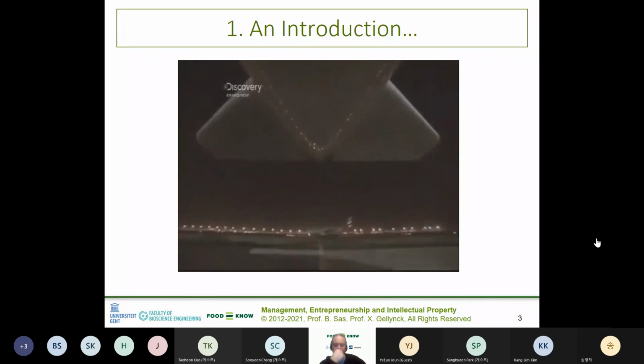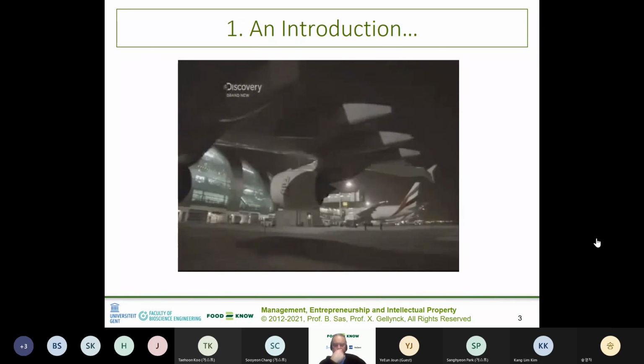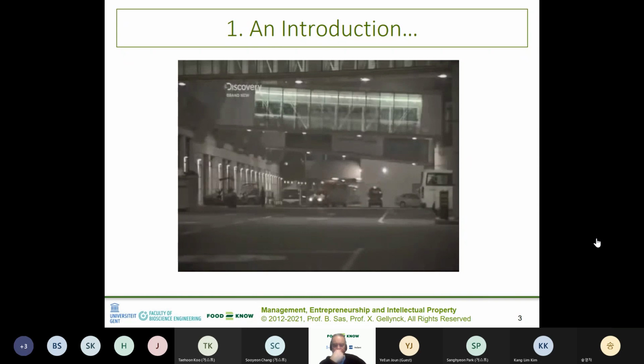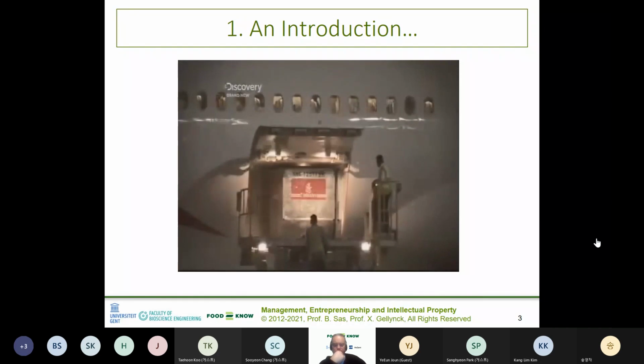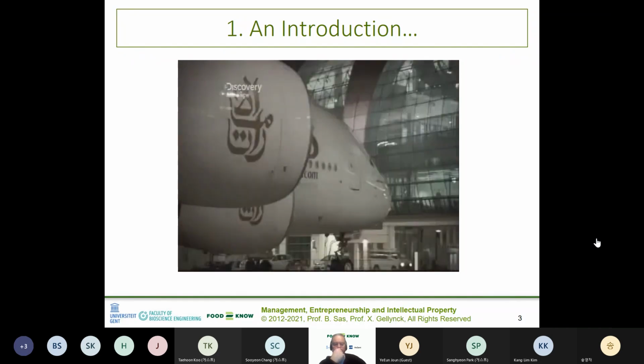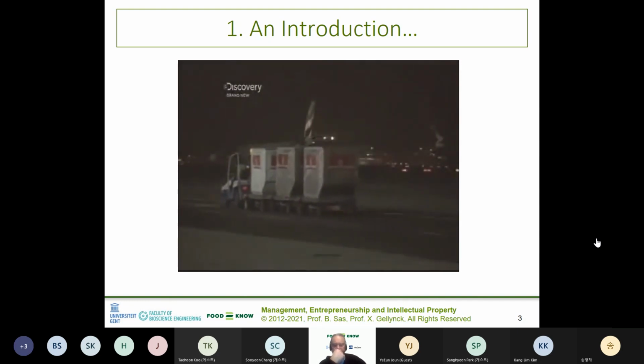5 a.m., Dubai Airport. The overnight from London Heathrow has just finished unloading its passengers. In less than an hour, this plane has to be clean, fully stocked, and ready to fly. It's time to go to work.